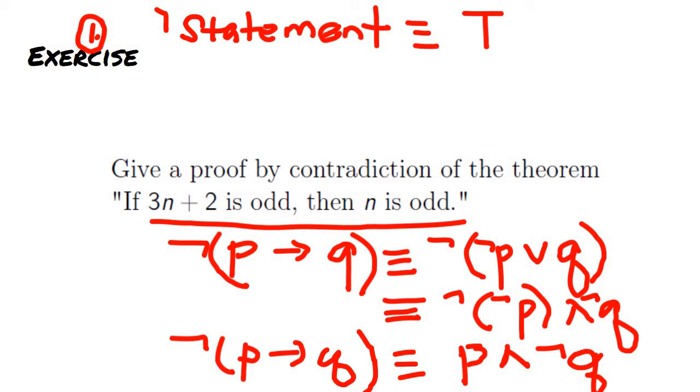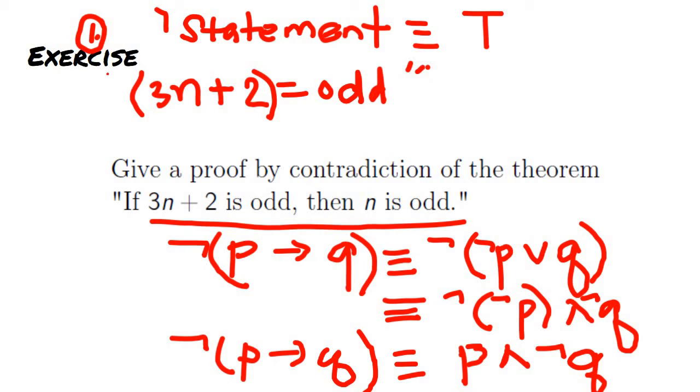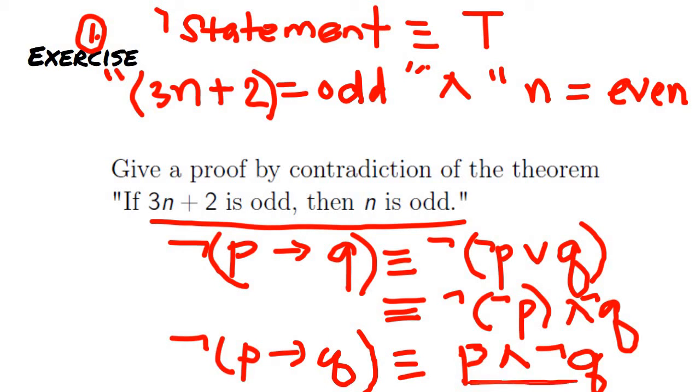So that means, for the statement if 3n + 2 is odd, then n is odd, the assumption here will be P and not of Q. That means the assumption is that 3n + 2 is odd, and n is even, in this case not of Q. Again, we're simply following the negation of the statement, which is P and not Q.